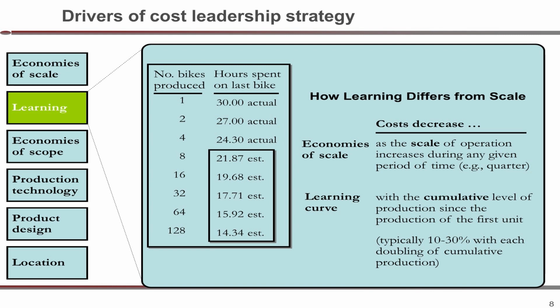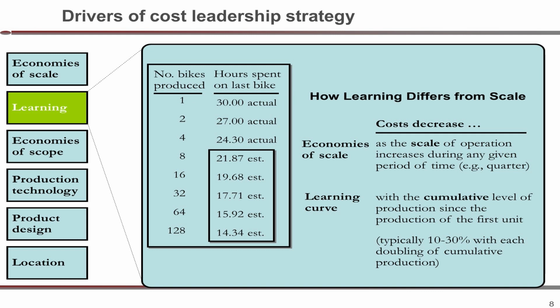Next up, you have learning. So learning is different than economies of scale, in that economies of scale focuses on the scale or size of the operation during a given period of time. So that can be a month, it can be a quarter, a year, but in some comparable amount of time, how many units are you producing? And as that goes up, you get more scale, and then you can get economies from that. Learning has to do with the cumulative level of production since the very first unit.